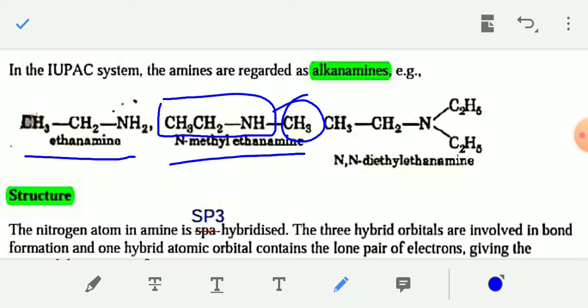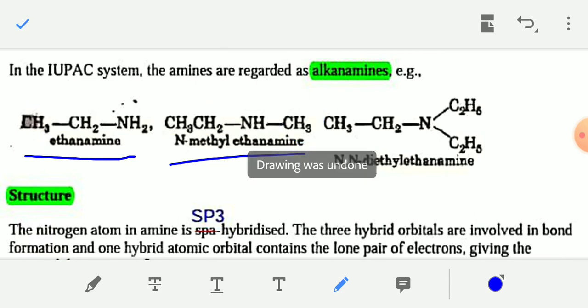And the other alkyl group, take it as substituent. During naming of secondary amine, first you have to mention the name of the substituent alkyl group. Here in this case the substituent alkyl group is methyl, and this methyl group is directly attached with nitrogen, so you have to write N-methyl. And then name the amine like ethanamine: N-methylethanamine.